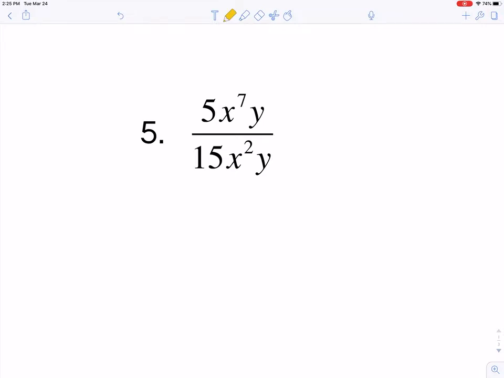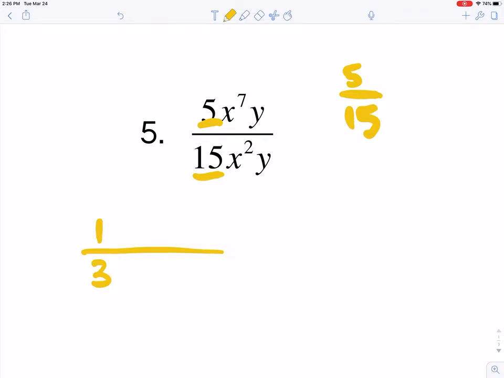Alright, for question 5, I take this one piece at a time. So if I said to reduce 5 over 15, that's going all the way back to first semester, so reducing that fraction. They both have a factor of 5, so right away I'm going to get 1 over 3, and I'm going to leave a lot of space because I'm not sure if I'm going to have more variables up top or down below.